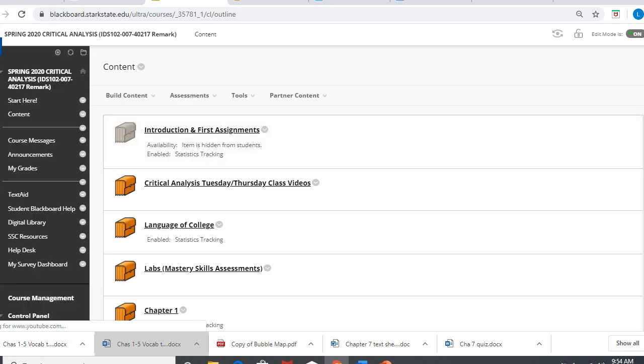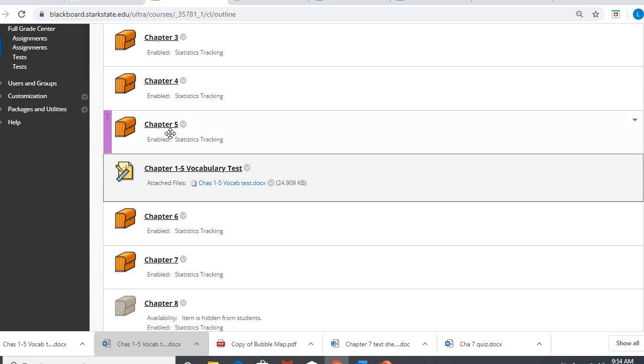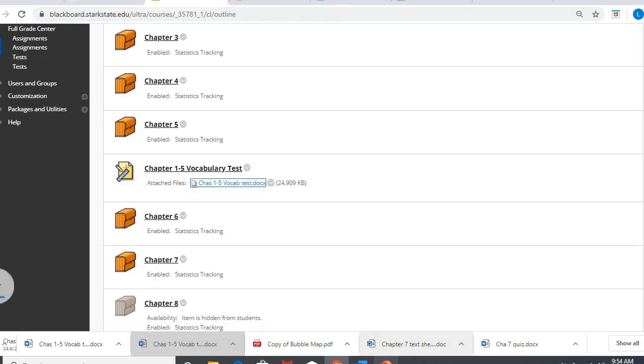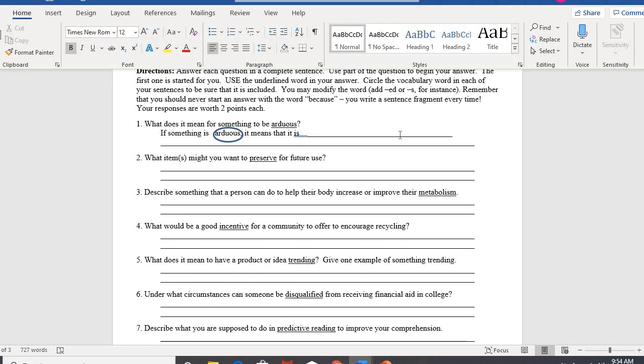Due tonight is your chapter 1 through 5 vocabulary test. I'm going to scroll down. It is right between chapters 5 and 6. You can get it right there. Click on it. Open it up. Here's the test. Many of you who've turned it in have just been typing right in the document itself.